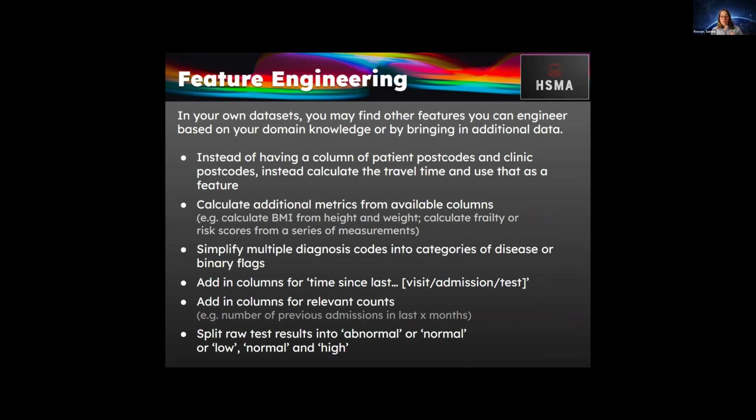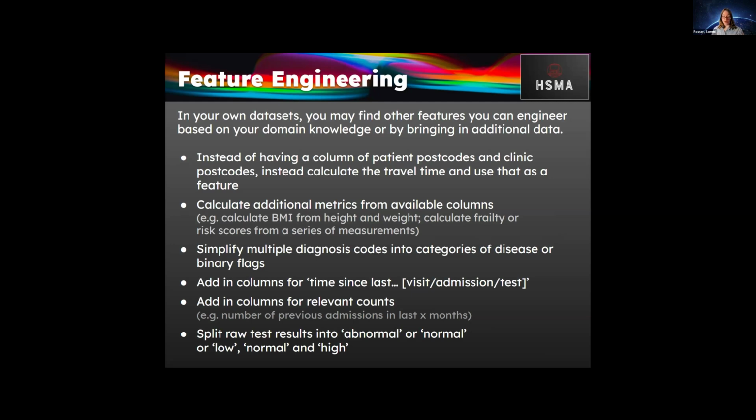So in your own data sets, you may find other features you can engineer based on your domain knowledge, or there's additional data you can bring in and join up. Instead of having a column of patient postcodes and clinic postcodes, maybe you could go away and use your skills from module 3 to calculate the travel time and use that as a feature instead. Maybe you can calculate additional metrics from columns you've already got. So if you've already got height and weight, maybe calculate body mass index, or maybe you can calculate frailty scores, risk scores from a series of measurements you've got.